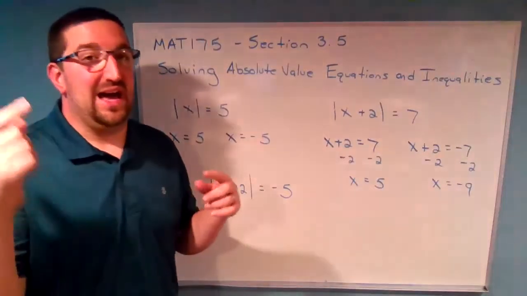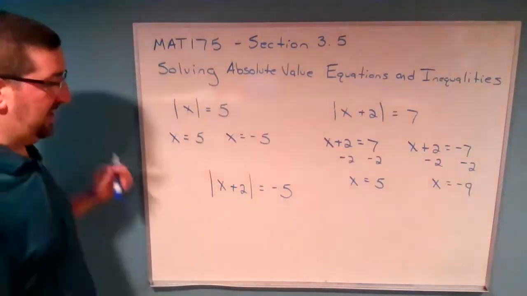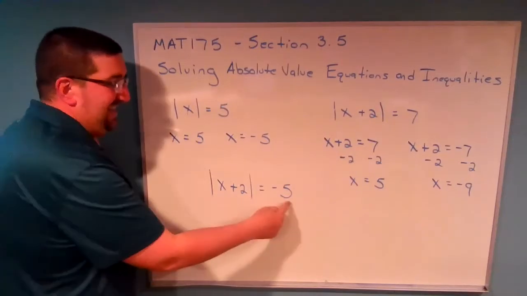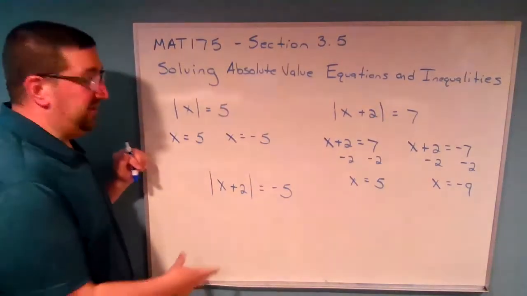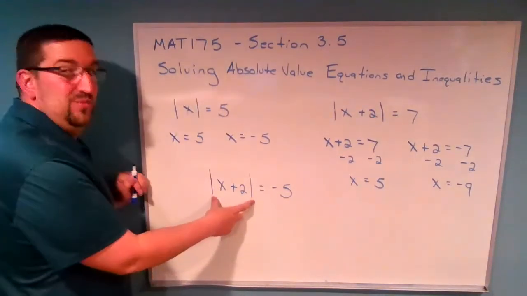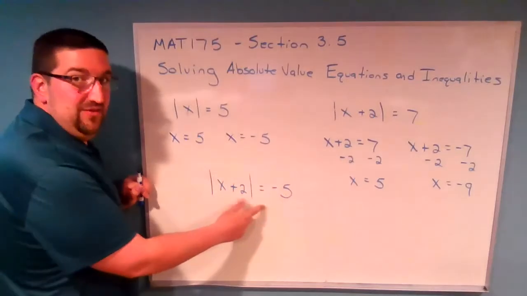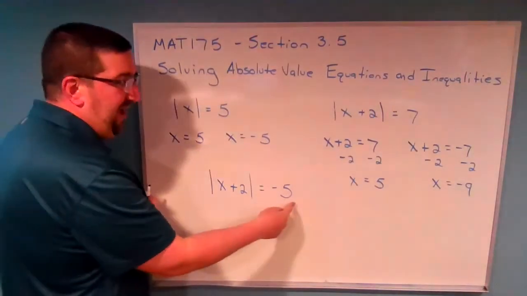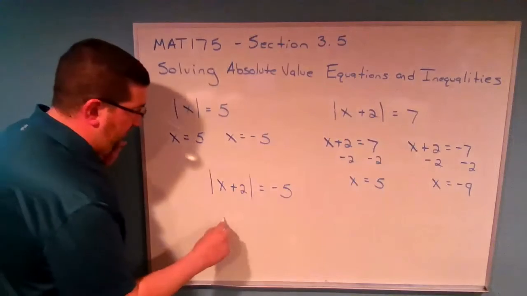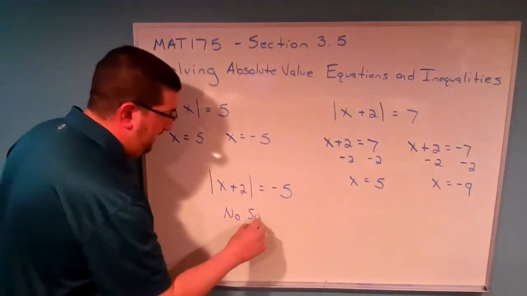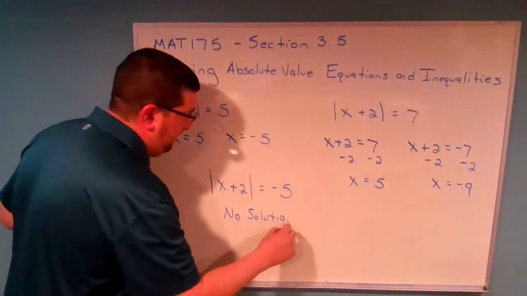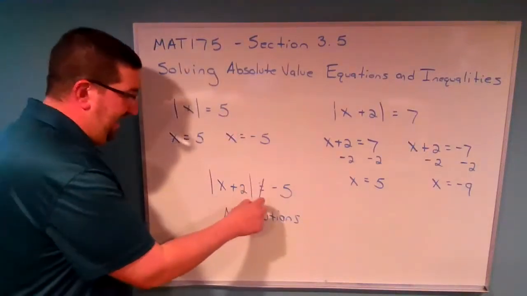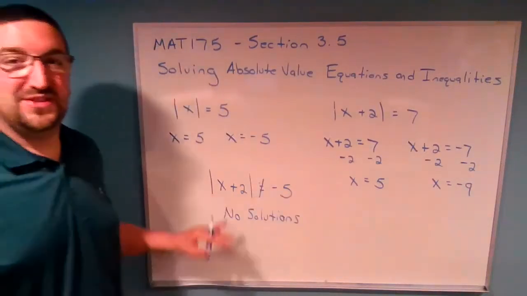Now the trained eye, somebody who's looking out for this, knows that the absolute value has to equal a positive number. So if you ever get an absolute value bar isolated by itself and it equaling a negative number, the absolute value can never output to a negative number. So you're immediately going to say no solutions, because the absolute value can never equal negative 5. So that's something to look out for.